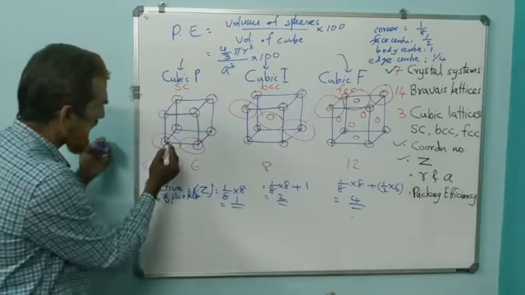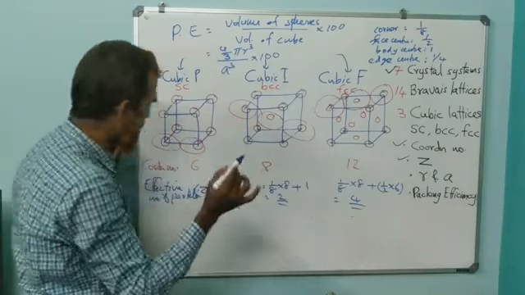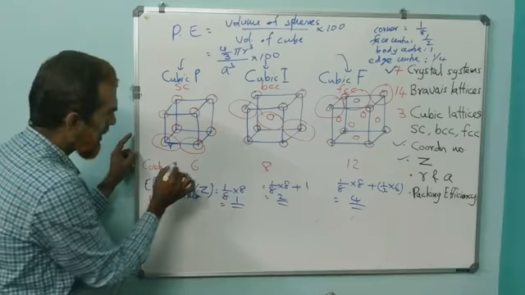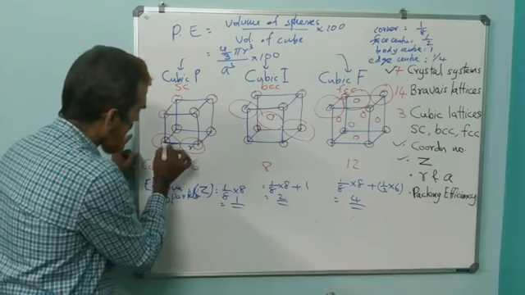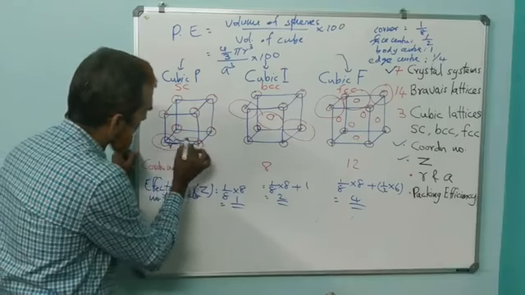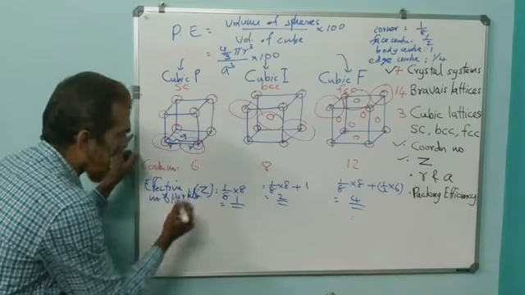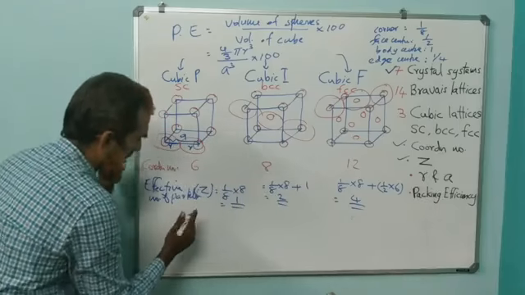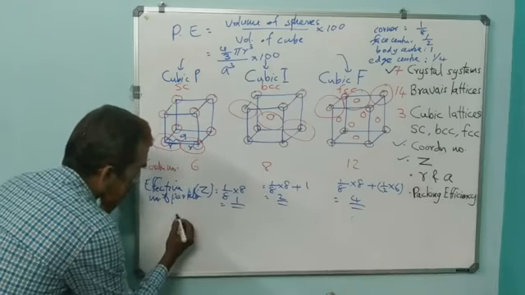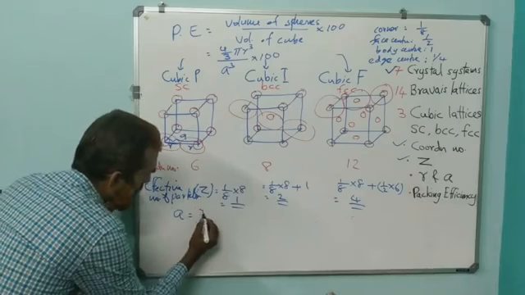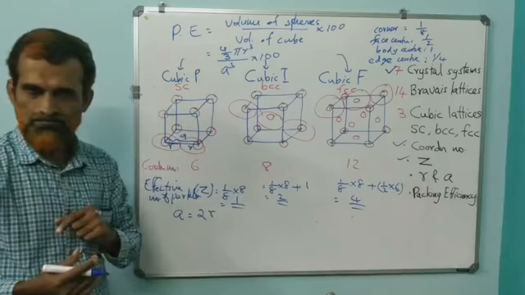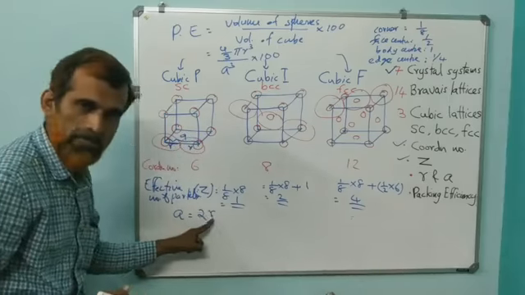In the case of primitive cubic, if this is the radius of the sphere R, this is also R, and this is the edge length A. So what is the relation between R and A in primitive cubic? Because the particles are touching along the edge, we can say that A is equal to 2R, correct? So we get R is equal to A by 2.